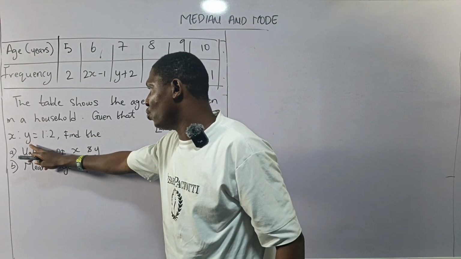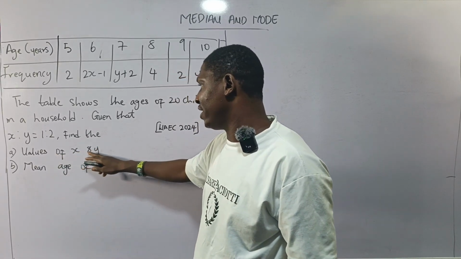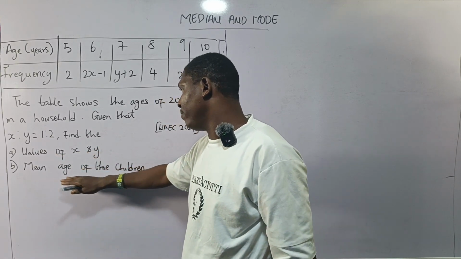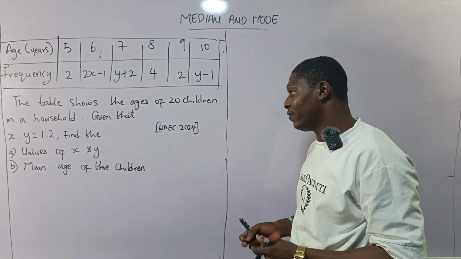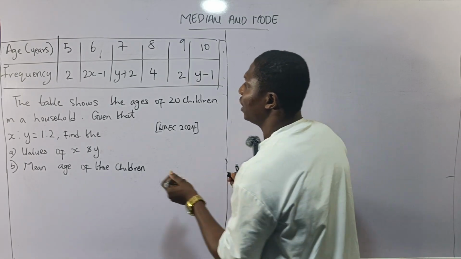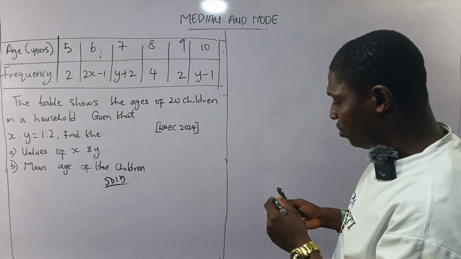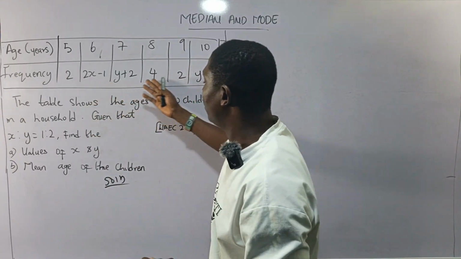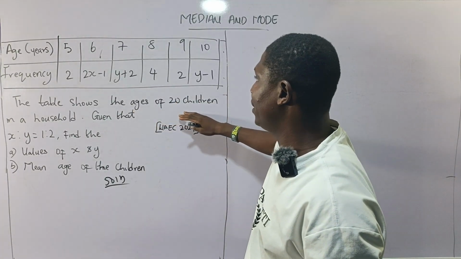Given that x ratio y is equal to 1 ratio 2, find the values of x and y, and also find the mean age of the children. It is a WAEC question, 2024 to be exact. Now, let's see. You can see that the frequencies are given, and it says the table shows the ages of 20 children.